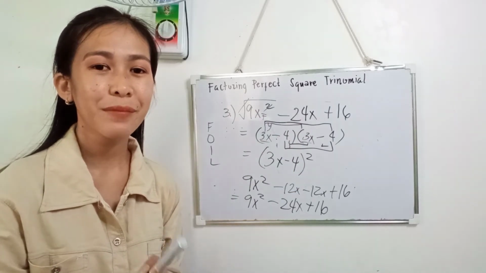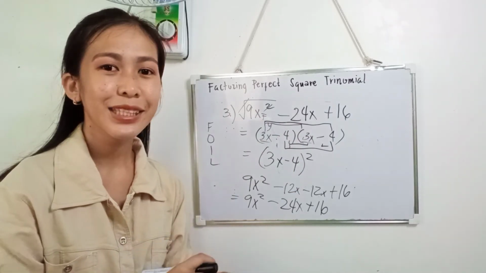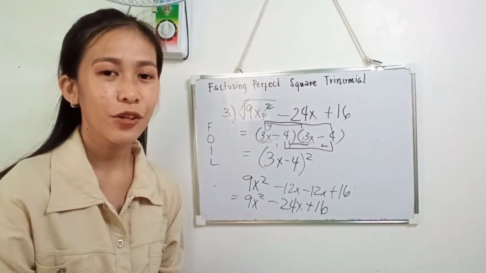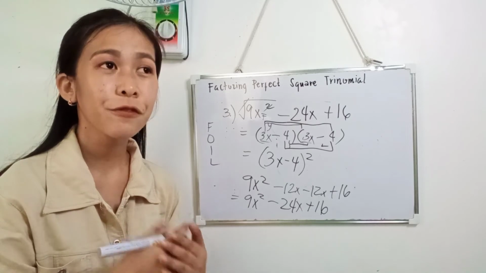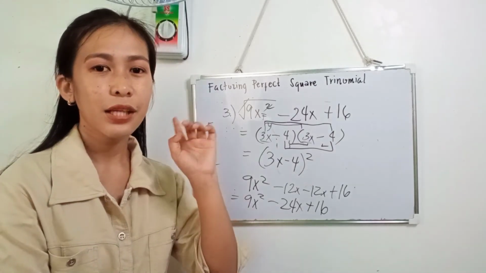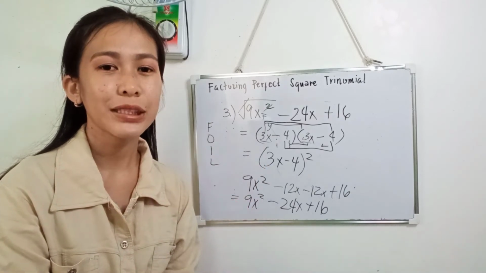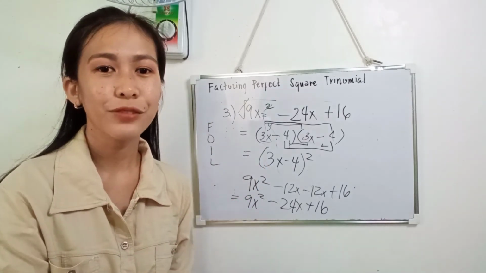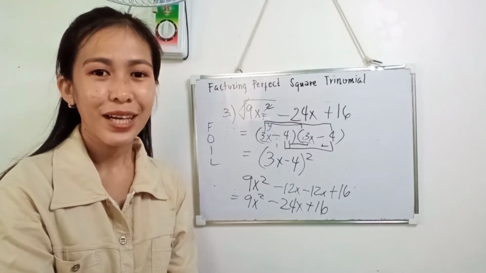Ganun lang din kasimple mag-check, and eto na nga, since hindi naman natin nakafocus si FOIL method, pero tinuruan ko na din kayo on how are we going to check if tama ba yung mga nakukuha nating sagot. So, ganun din kay number 1 tsaka number 2, i-comment nyo lang sa comment section natin below. You try to check it kung tama ba yung nakuha nating sagot. Okay? And that is all for this video.